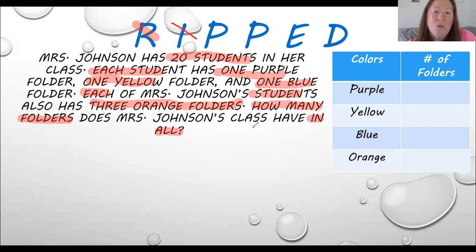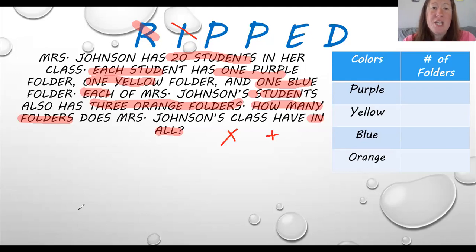So I know, I got it. Why don't we work with some multiplication? Because I know each student has 20 folders, so I can do some multiplying there to figure out how many of each color there are in the class. But then that in all, so how many folders are in the entire class? So that would be taking all the folders and doing what? Adding them together. So we do have a multiple step problem. So let's get to work, friends.